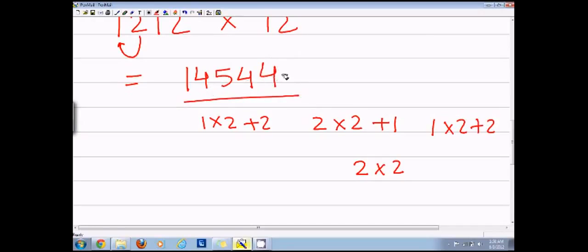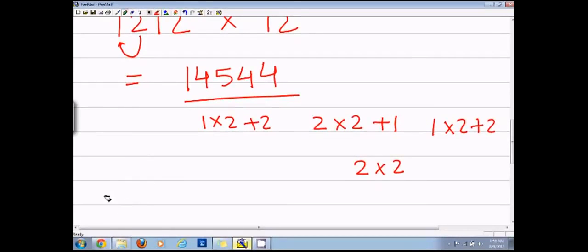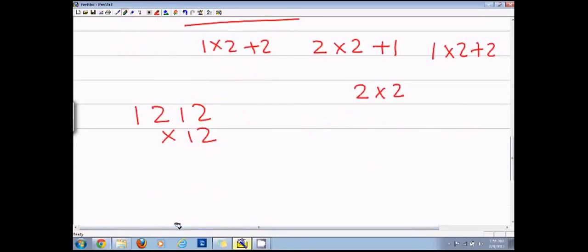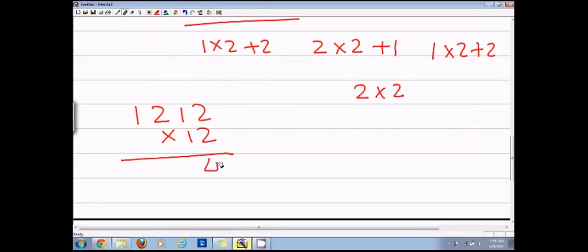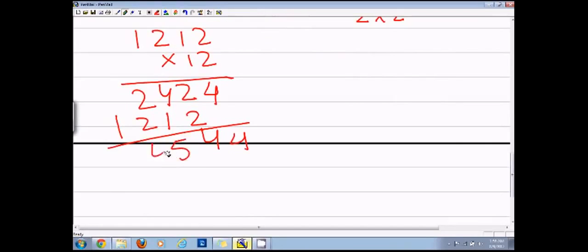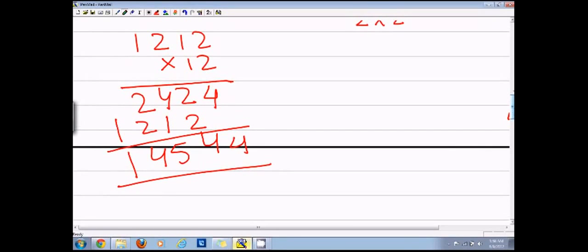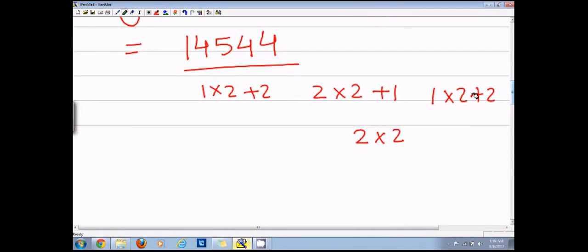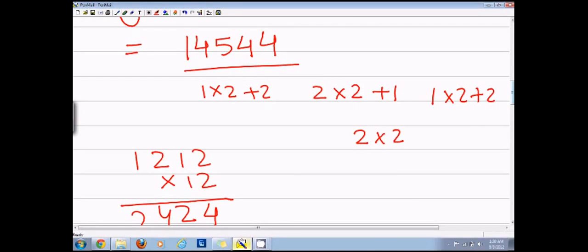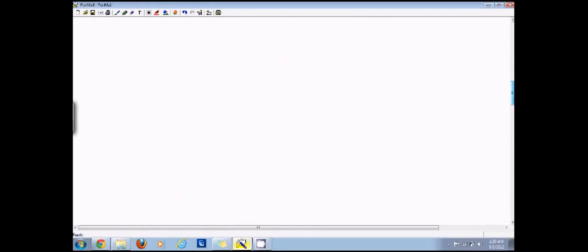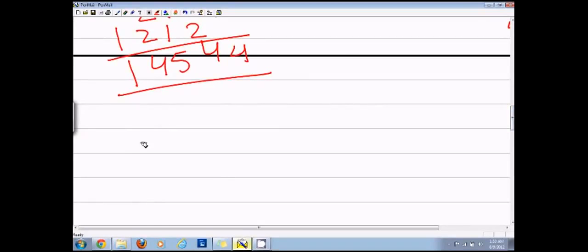14544. I can check if my answer is correct. I say 1212 into 12, and that will be equal to 4242, and then 12120. The addition is 14544. So that is what I got, and that is the answer. So that trick works, and this way you can multiply a number quickly by 12.